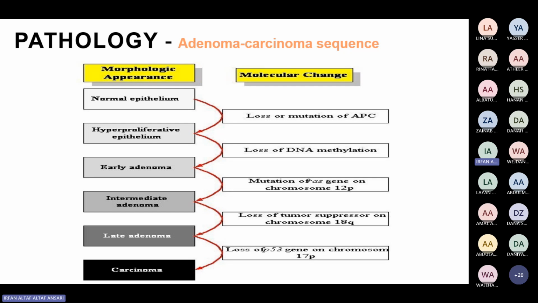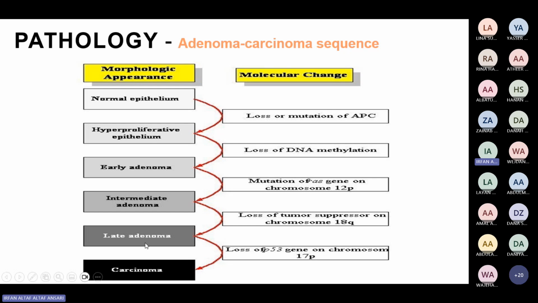There is mutation of the RAS gene on chromosome 12. There is intermediate adenoma. There is a loss of tumor suppressor gene. See, the tumor suppressor gene is located on chromosome 17. Okay, not the 18. So this is wrong information over here.